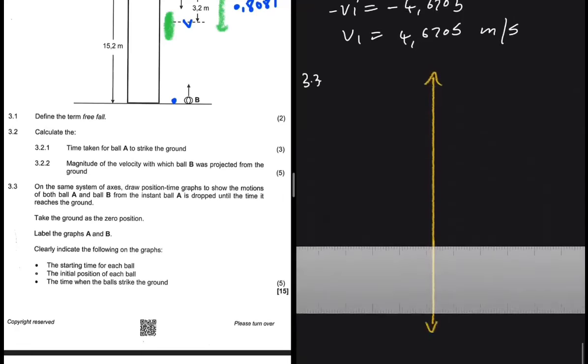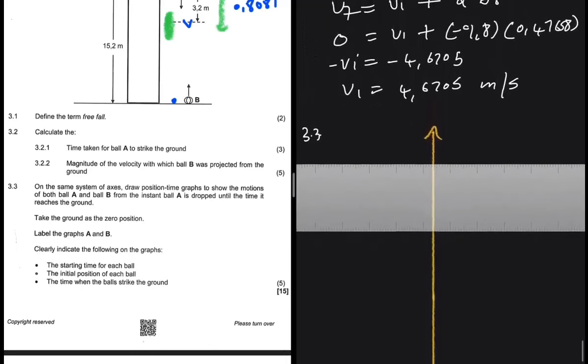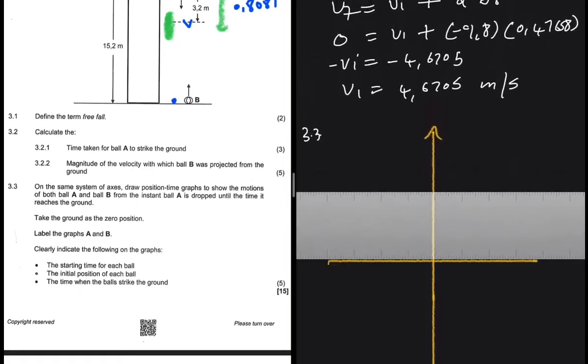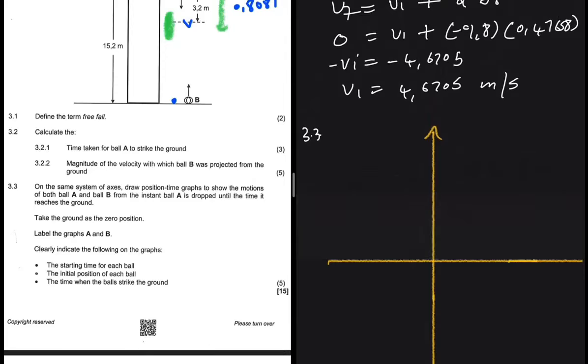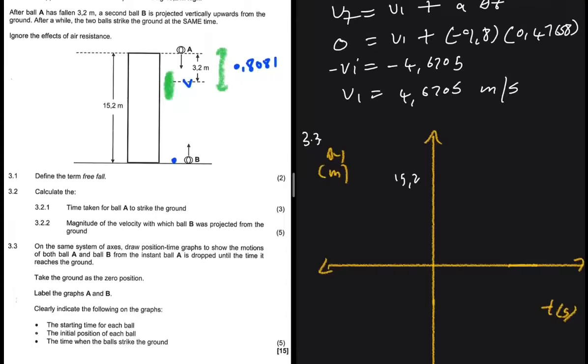Right, so the x-axis, there we go. And then obviously on the x-axis, we're going to have the time in seconds. And on the y-axis, we're going to have delta y in meters. Maximum height 15.2. So let's start with ball A, right? So ball A is starting from 15.2 and then it goes down until it strikes the ground, right?